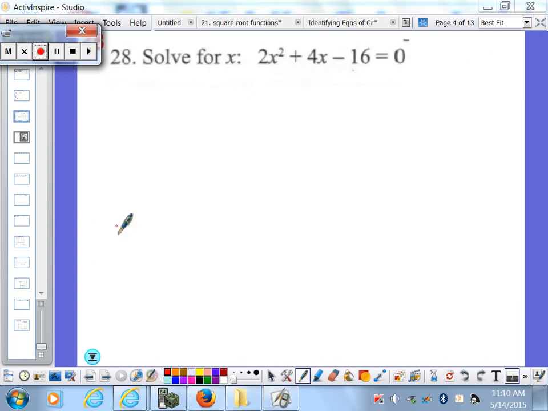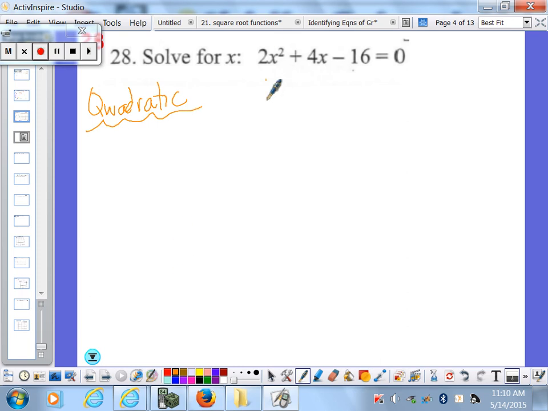Number 28, solve for x. Ooh, I noticed right away that this is a quadratic function because the highest exponent is a 2. And in class, we learned numerous ways of how we can solve for x. Here are some options if some of them are not coming to mind. You can factor, and in this case, I believe you will have to factor completely, so more than once. Okay, and then you could t-chart it and solve.